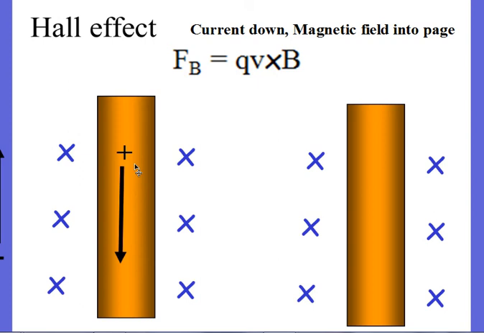Q is positive charge. You hold your right hand pointing downwards and turn your wrist until you can wrap your fingers away from you into the X's, and you can see that your thumb is pointing to the right, which means this force, which is the force on the charge carriers, is going to push them to the right.